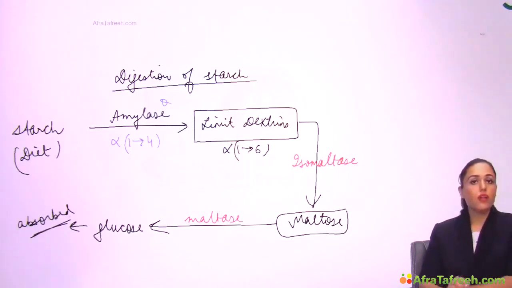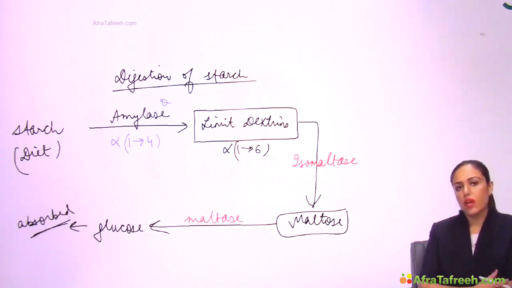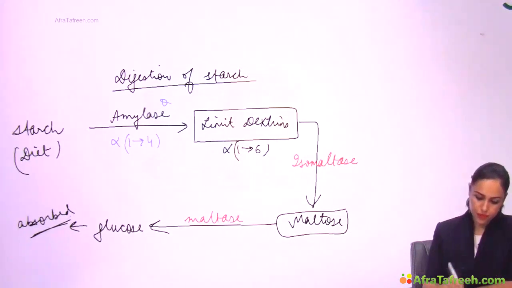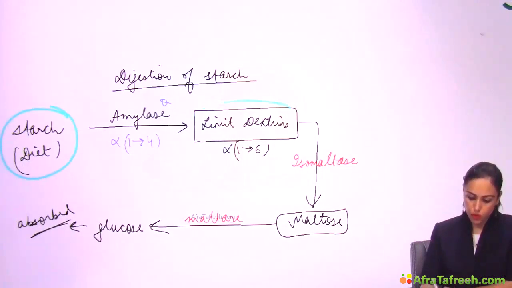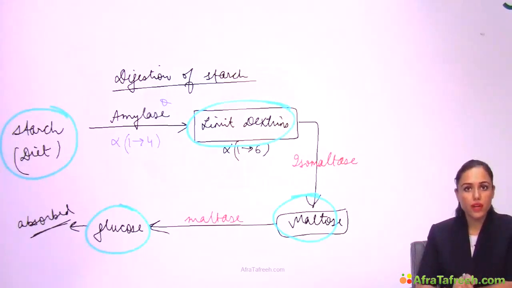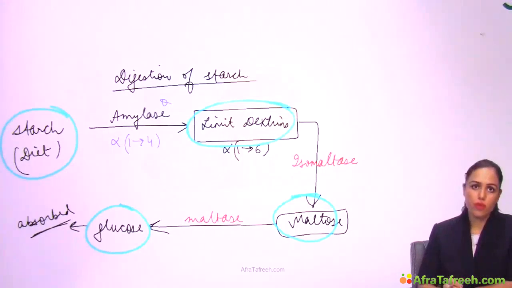So this way starch is broken down in the intestine, and the first enzyme is amylase. We have salivary amylase and pancreatic amylase, which break the alpha 1,4 bond only. So note here that this polysaccharide starch is first broken down to oligosaccharides, then disaccharides, and then we get the monosaccharide glucose, which is absorbed from the intestine. This digestion of starch is very important.